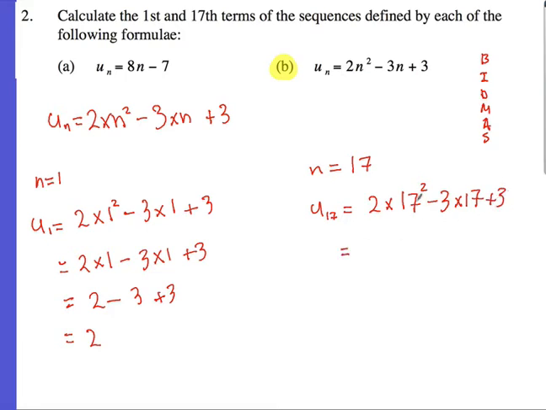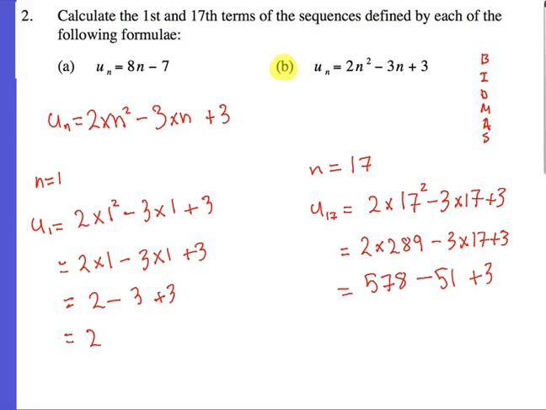And indices, 17 squared is 289, so it's 2 times 289 minus 3 times 17 plus 3, and 2 times 289 is 578 minus 3 times 17 is 51 plus 3.